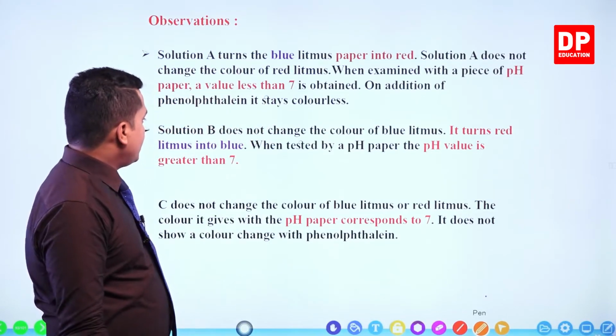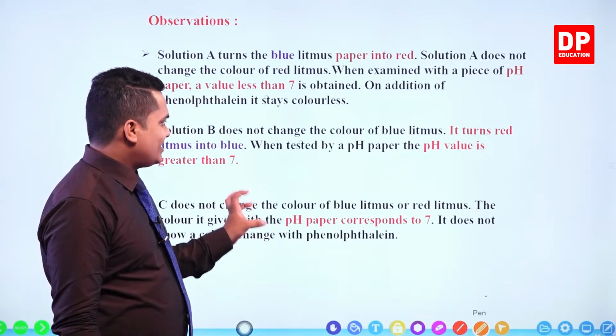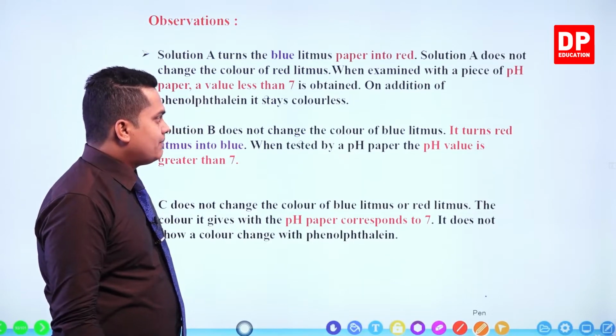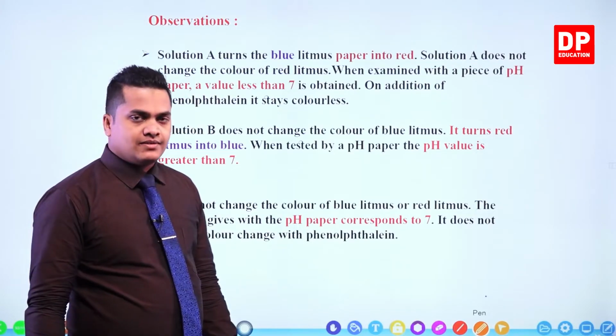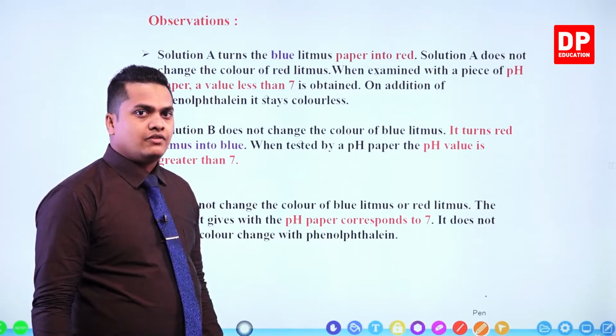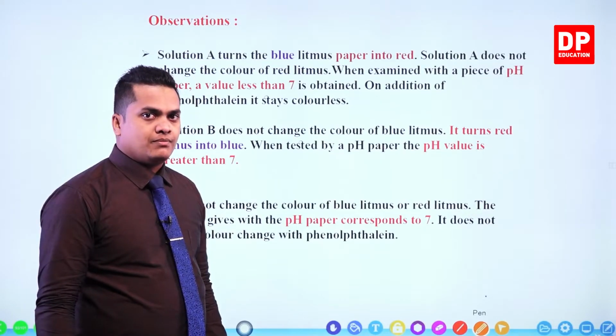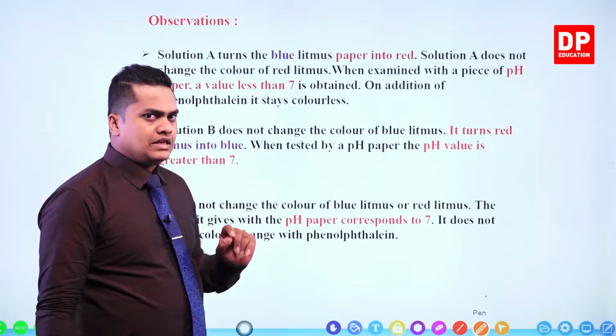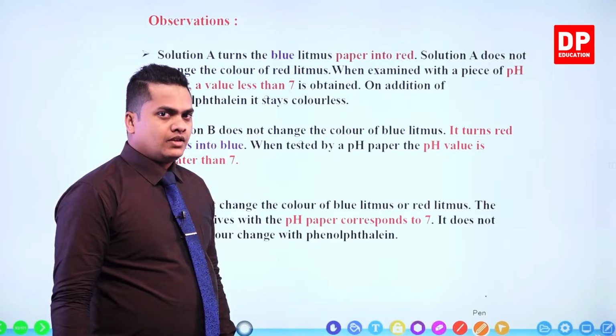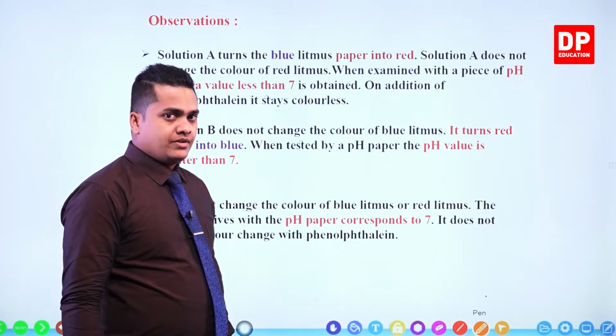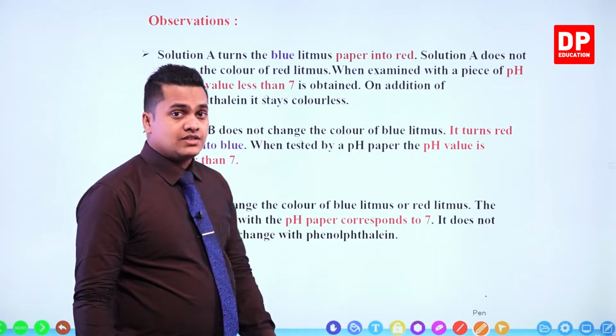It turns red litmus into blue. When tested by a pH paper, the pH value is greater than 7. Here the phenolphthalein thing is not given. It's because, my dear children, in the earlier case it is colorless, no?